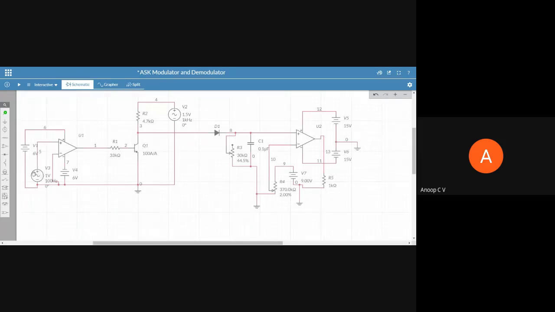So to get 100 hertz, I have used a sinusoidal voltage source with 100 hertz, and the amplitude doesn't matter. It can keep any amplitude. And I've given it to the non-inverting terminal of an op-amp, and the inverting terminal is grounded, if you can see, right?